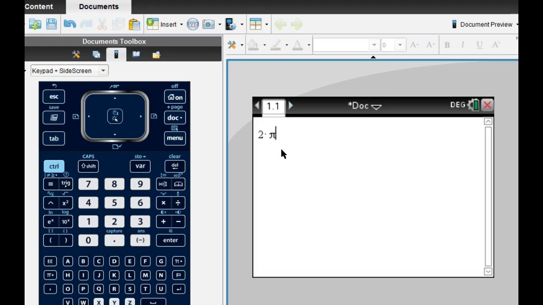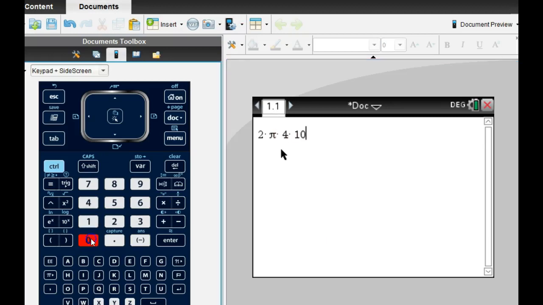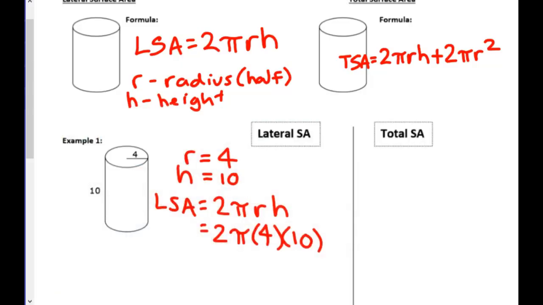So 2 times pi times 4 times 10. Ta-da! There's your answer. Okay? We're going to round to 2 decimal places. So that means you look at the 3rd decimal place and round. So the 327, the 7 makes the 2 go up. So I'm going to write 251.33. And that would be in units squared because it's area, surface area. Okay?